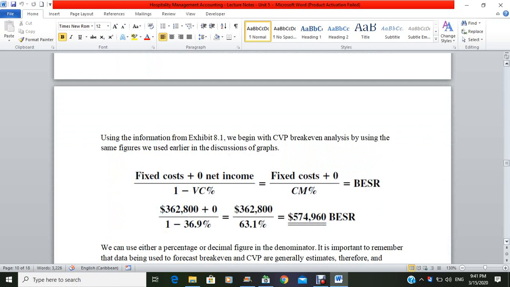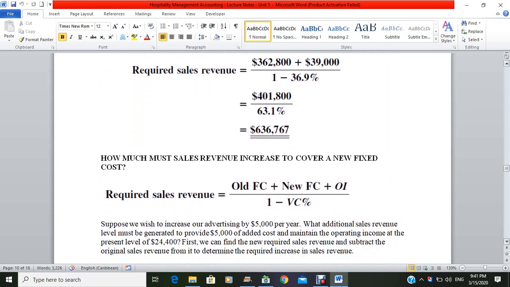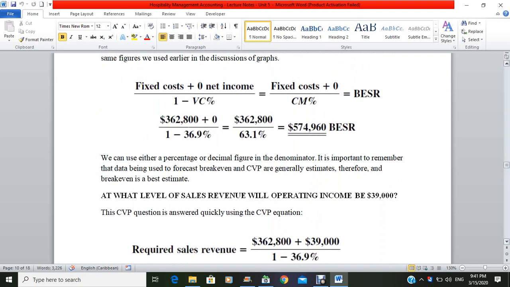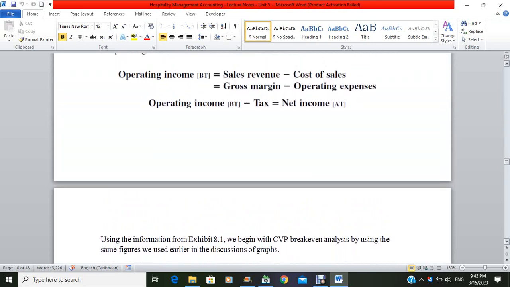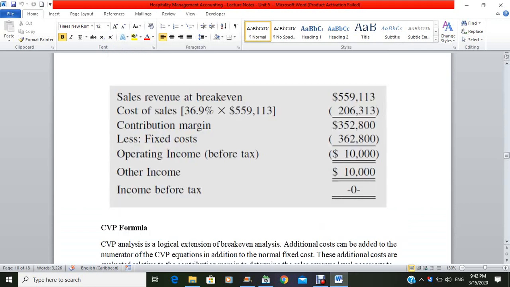Now, using information from Exhibit 8.1, we begin with CVP break-even analysis by using the same figures we used earlier in the discussions of graphs. I'm going to go back to Exhibit 8.1 so you know what I'm talking about. Give me a little minute there. Let me pause the video a bit. Look at this carefully. You realize that our income before tax is zero, right? Good?